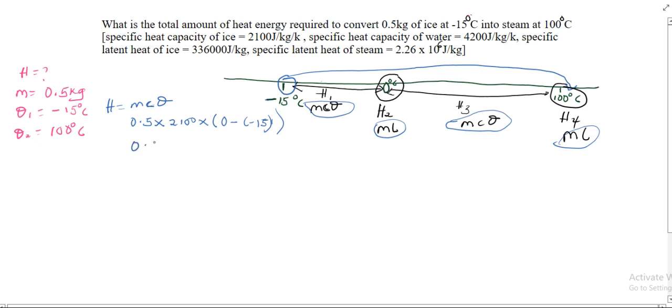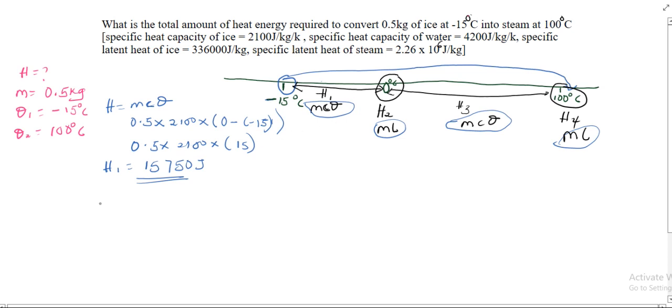So we're having 0.5 multiplied by 2100 multiplied by 15. So 0.5 multiplied by 2100 multiplied by 15 gives 15,750. So our H1 equals 15,750 joules. This was our heat energy required to take the ice from -15 degrees Celsius to 0 degrees Celsius.